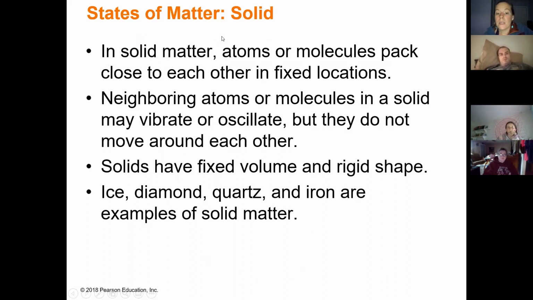So some things that go along with this: when you're in a solid state, the matter has a fixed volume and a rigid shape. So if I take an ice cube out of the ice cube tray and I put it in a glass, does the ice cube change shape? No, it stays that same square shape, and it stays the same volume. Ice, diamond, quartz, iron, they're all examples of solids. Most of the metals that you see on the periodic chart, or the things on the left side of the periodic chart, are solid form. There is one metal that is not solid at room temperature, and that would be mercury.